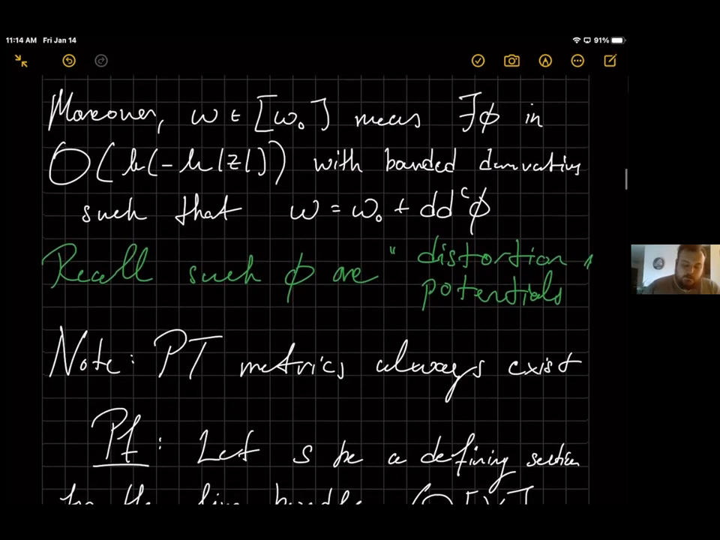And when we write a Kähler metric as a complex Hessian of something, we call that something the Kähler potential. But when we are writing a Kähler metric as another Kähler metric plus ddc of something, then we'll call that other something a distortion potential, terminology from Calabi, at least.